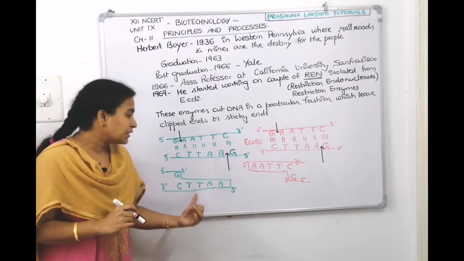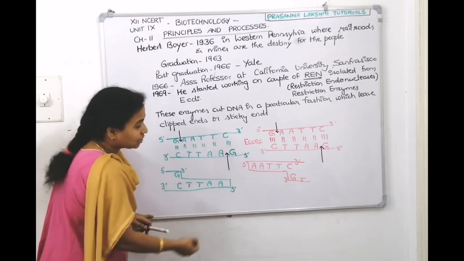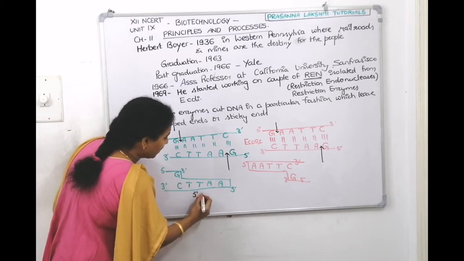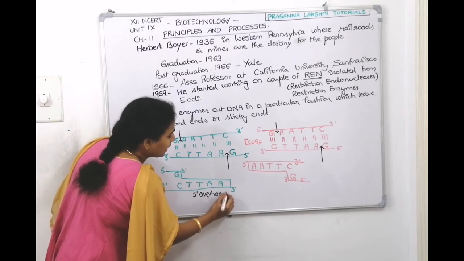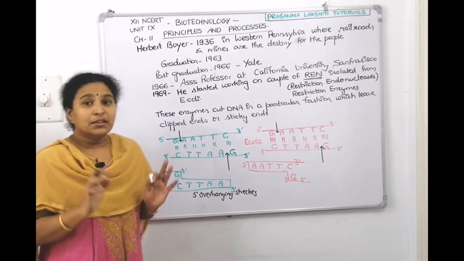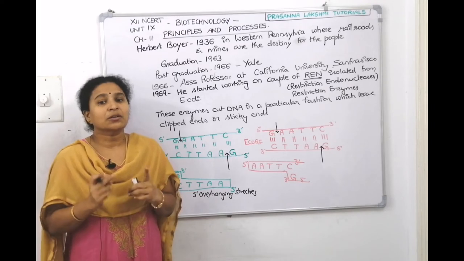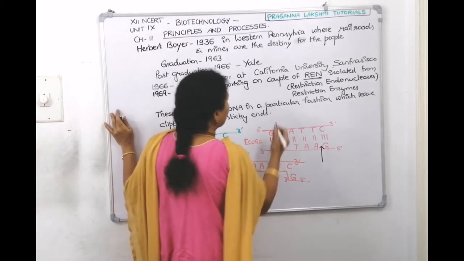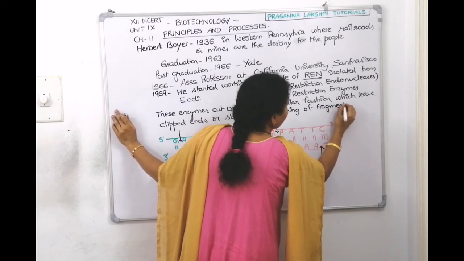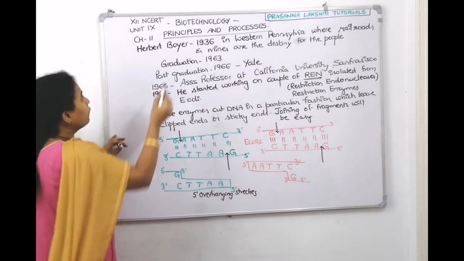I will tell these sticky ends are 5' overhanging structures. Now, is it the 5' overhanging stretch? Here also, is it the 5' overhanging stretch? You can just tell that these are called 5' overhanging stretches. And these 5' overhanging stretches make the combining process by DNA ligase very easy, right? So combining will become easy when sticky ends are there. Joining of fragments will be easy. So this is the discovery of Herbert Boyer.